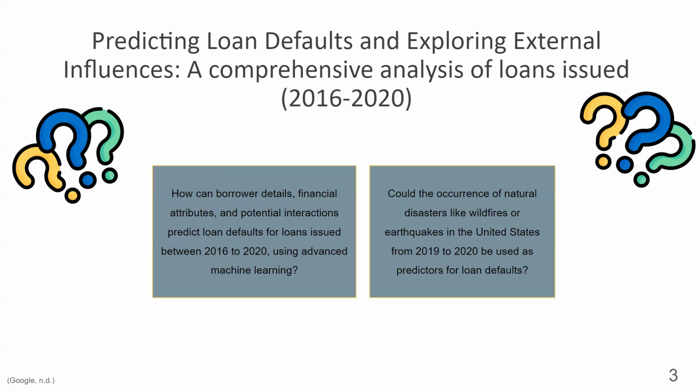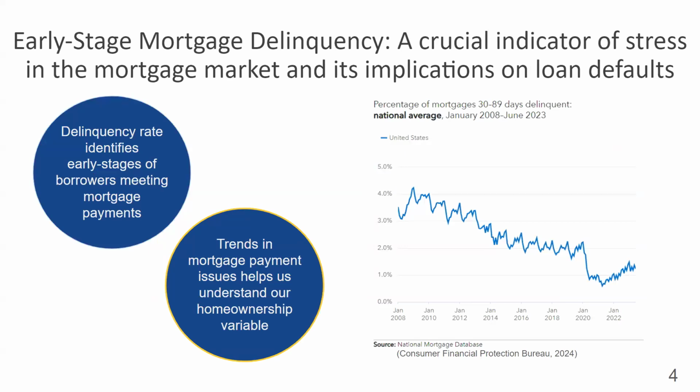Let's take a look at a few statistics regarding this field. According to the Consumer Financial Protection Bureau, the 30 to 89 days mortgage delinquency rate identifies early stages of borrowers struggling to meet mortgage payments, serving as a crucial indicator of potential stress in the mortgage market. This contributes valuable information. The trends shown in the graph of mortgage payment issues help us understand the role of home ownership, which is a variable in our study, and the potential loan defaults it may provide.